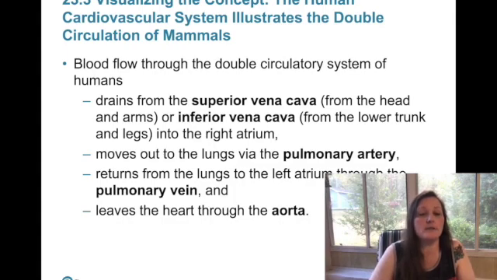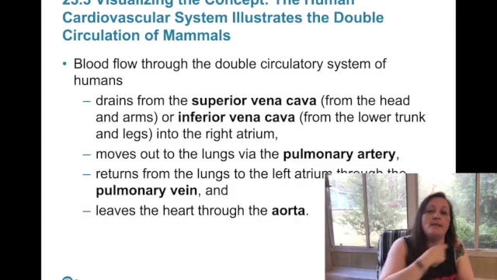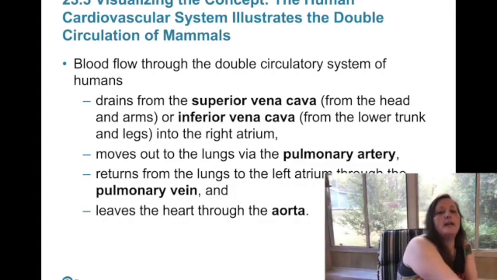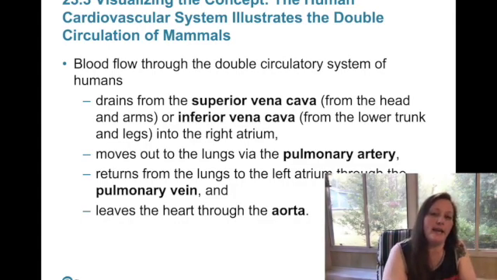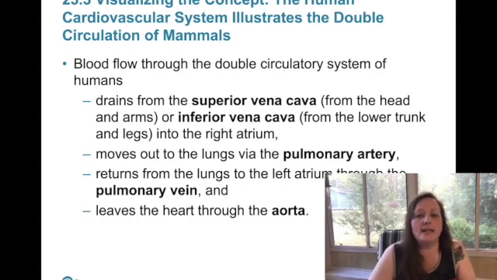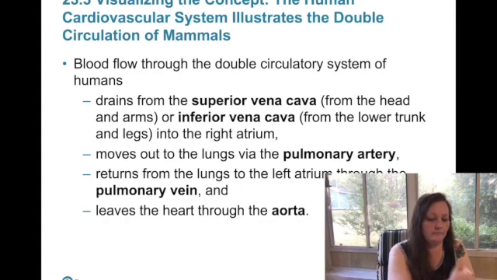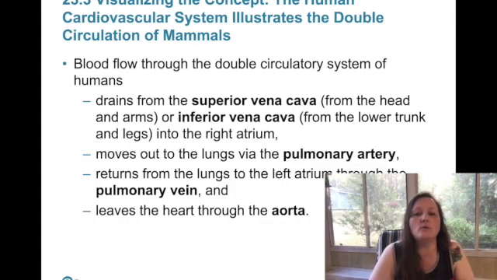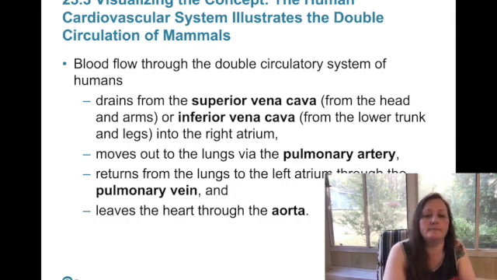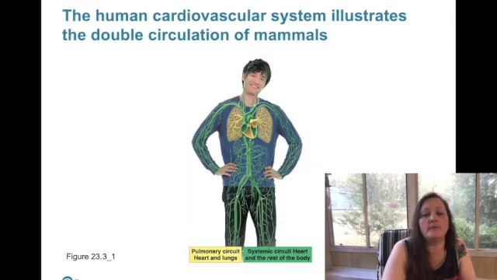Then it pumps, moves out to the lungs via the pulmonary artery, which we haven't gotten to yet, but it goes from the right atrium to the right ventricle, and then it comes out the pulmonary artery, comes back in the pulmonary vein, and then it goes from the left ventricle to the left atrium and out the aorta. Yeah, you're going to need to know all that.